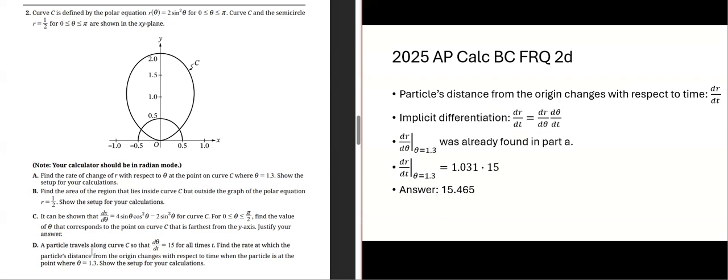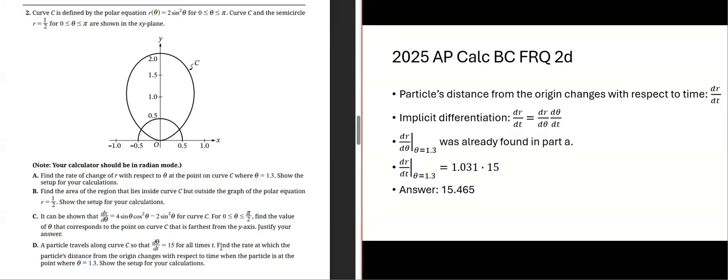Part D, a particle travels along the curve C so that d theta dt is 15 for all times t. Find the rate at which the particle's distance from the origin changes with respect to time when the particle is at the point where theta is 1.3. Show this setup for your calculation, okay? So you have to be careful.